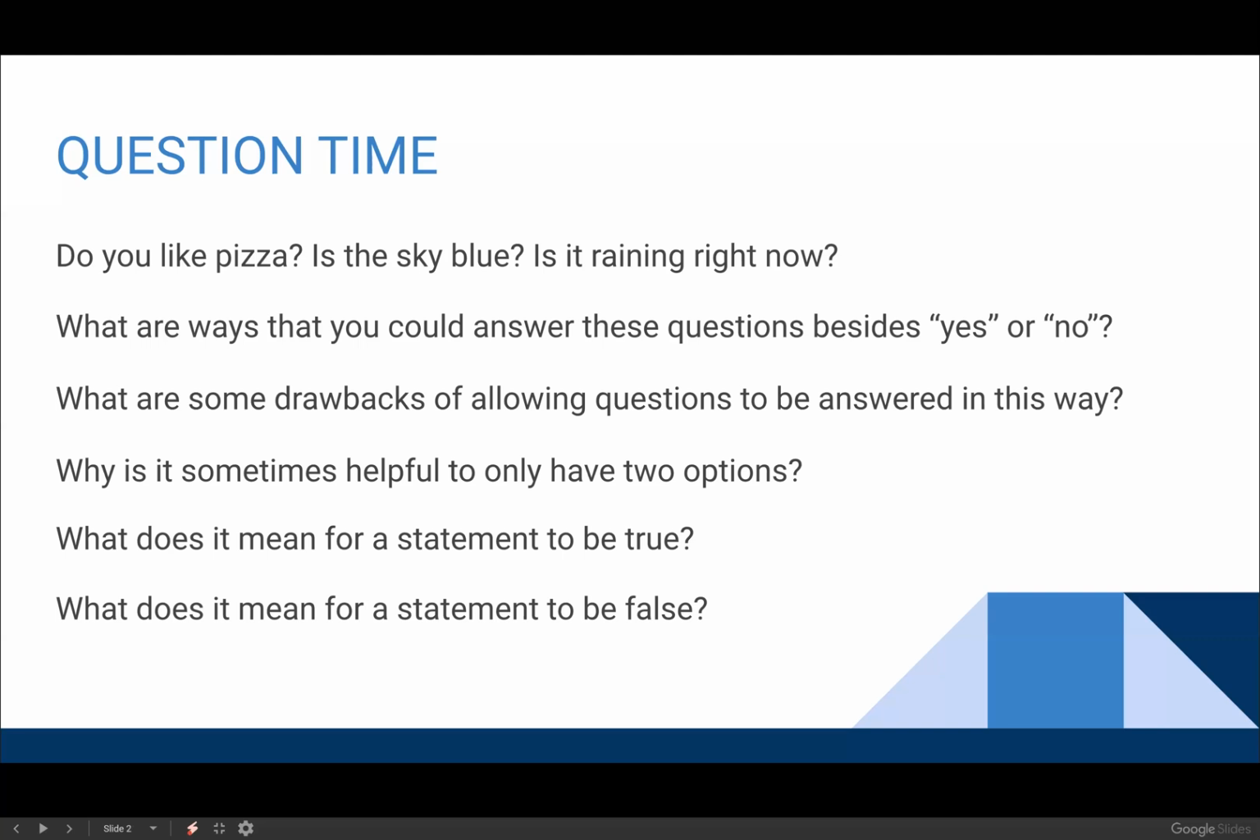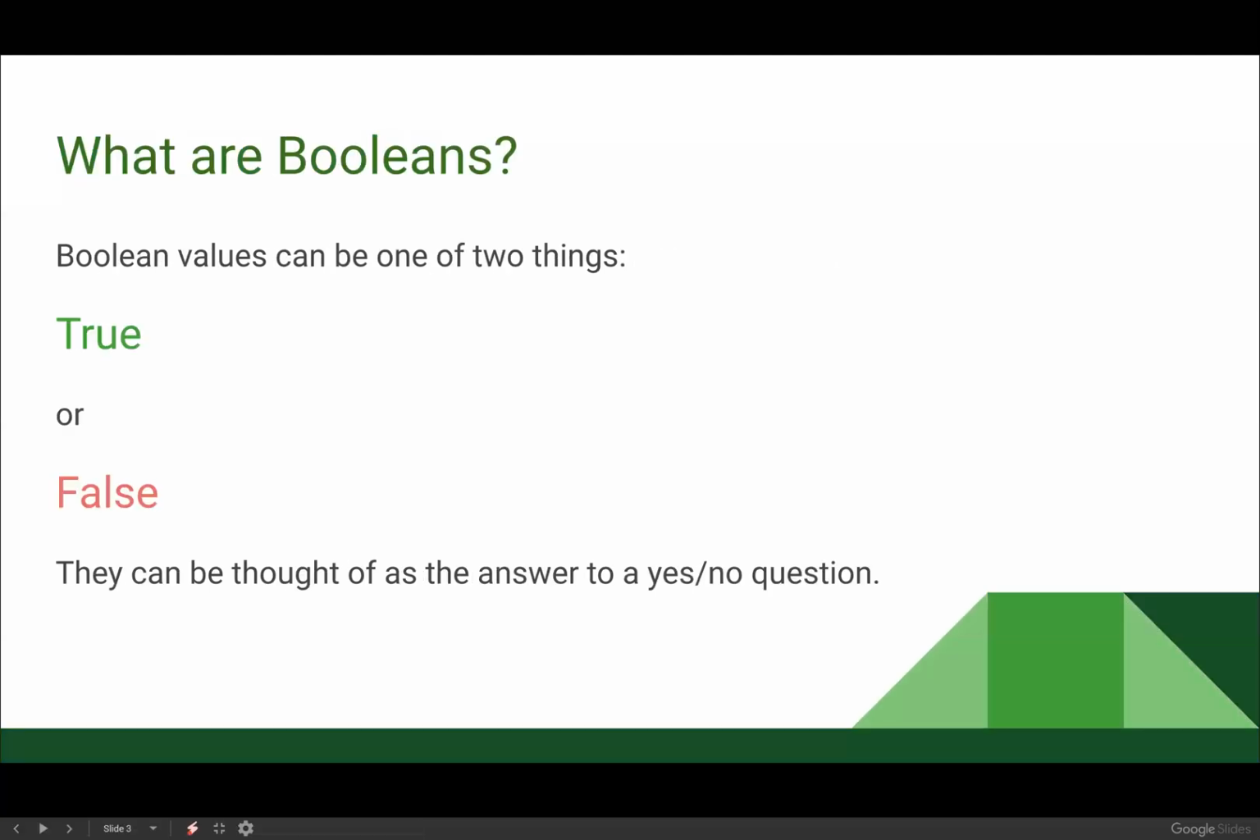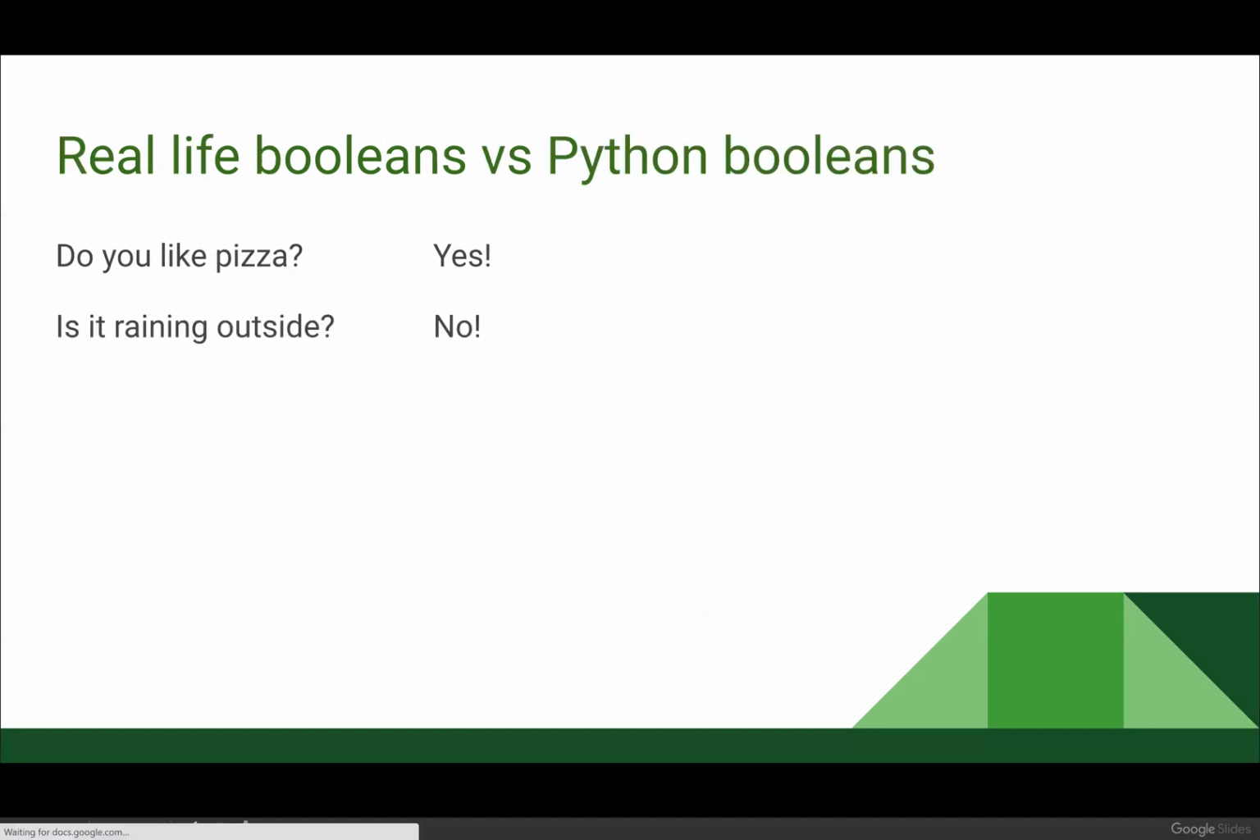All right, so with that in mind, let's talk about Booleans in our programming. So Boolean values in programming in just about any language can store one of two values. They can either be true or they can be false. You can think of them as the answer to a yes or no question. Never mind. Let me go to my next slide and clarify.